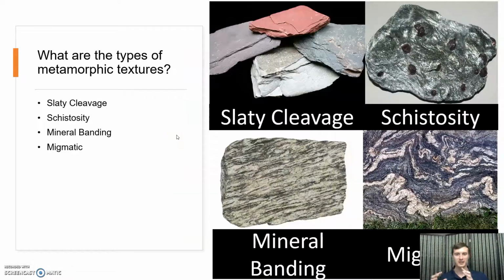So foliation is kind of a big category for all sorts of different metamorphic textures. And veins, it's sort of like texture, but it's kind of in its own category. It's something that happens secondary to the rock, depending on the environment that it's in. What if we want to talk about just the different types of metamorphic textures specifically? Well, we're going to talk about 4 types here. We have slaty cleavage, schistosity, mineral banding, and magmatic texture.